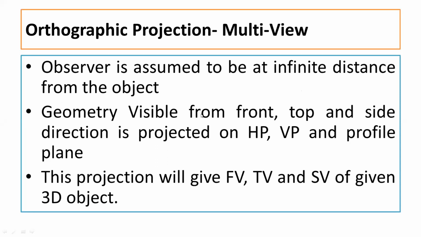Okay, so let us see the procedure to draw the orthographic projection, that is a multi-view projection. So in the orthographic multi-view projection, the observer is assumed to be at infinite distance from the object. So this is in a three-dimensional space. Then the geometry visible from the front, top, and side direction is projected on the horizontal plane, vertical plane, and the profile plane. So this projection will give the front view, top view, and the side view for the given object. So this is the multi-view projection.